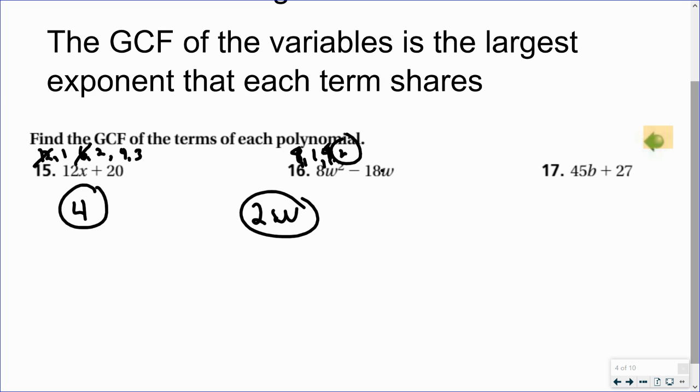Look at this one. There's no letter. So now I look at 27. That's 1 times 27 and 3 times 9. Well, 27 times 2 is 54, so that's a little bit too big. That one doesn't work. Oh, but 9 does go into 45, so 9 is my greatest common factor.